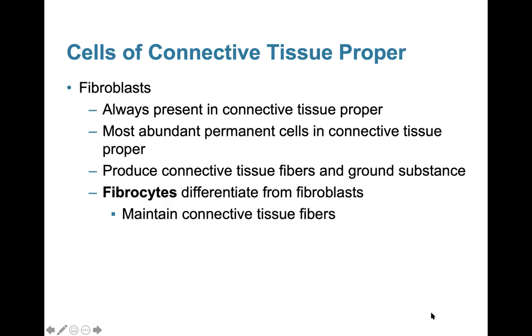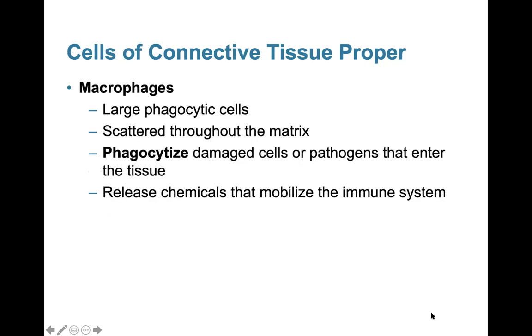Fibrocytes will differentiate from the fibroblasts, and fibrocytes will help to maintain the connective tissue fibers. You might also find some macrophages. Now, some of you may have heard of these before, but macrophages are actually phagocytic cells. The process of phagocytosis is when a cell essentially engulfs or eats either cell debris or another cell or damaged proteins, and the phagocytic cell will then degrade whatever it ingests. Macrophages are a very common white blood cell, and what they do is they will phagocytize damaged cells or pathogens that enter into the tissue. And they can also release chemicals that can actually help to expand out the immune response.